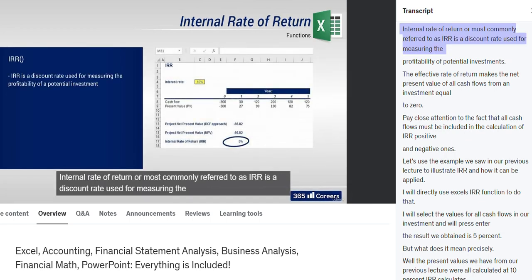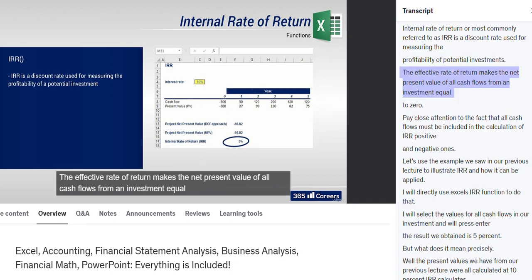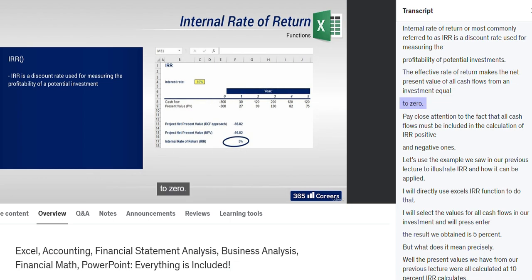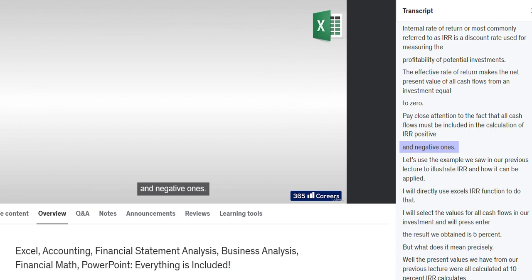Internal rate of return, or most commonly referred to as IRR, is a discount rate used for measuring the profitability of potential investments. The effective rate of return makes the net present value of all cash flows from an investment equal to zero. Pay close attention to the fact that all cash flows must be included in the calculation of IRR, positive and negative ones.